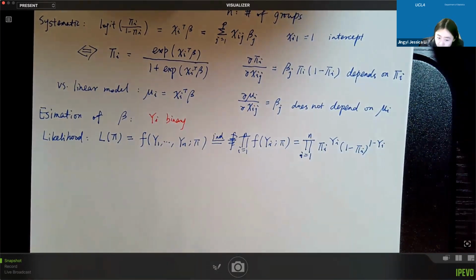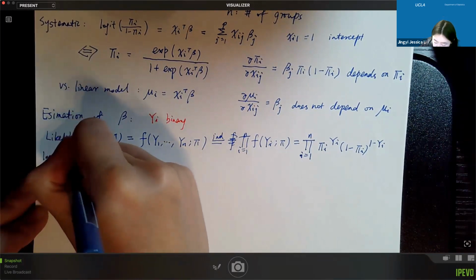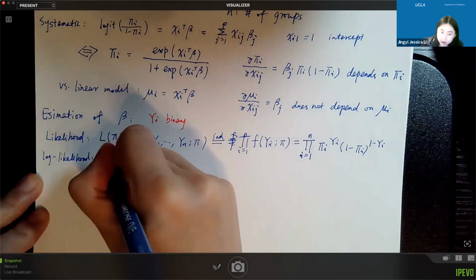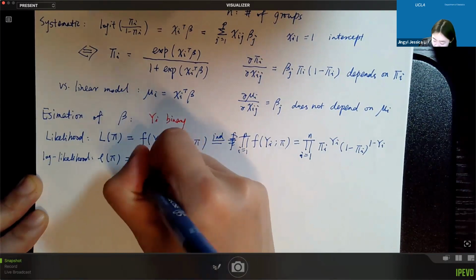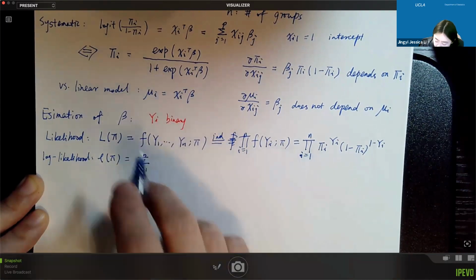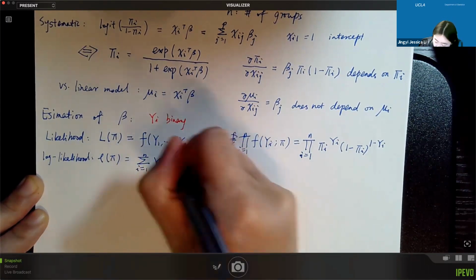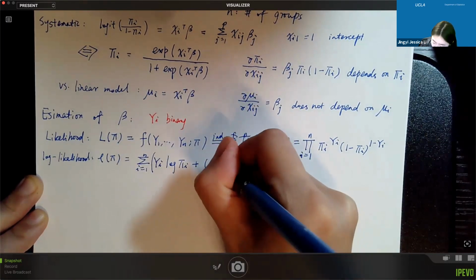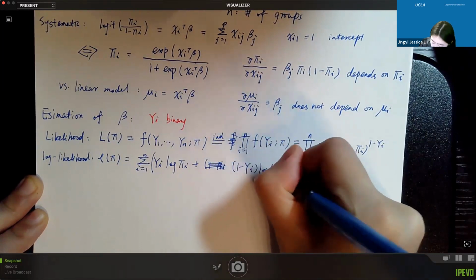Okay, so we can actually obtain the log likelihood by taking the log. That can simplify the form by moving down the exponent. So L(pi) can be written as a summation, the product becomes a summation, and the exponent yi goes down. We get yi times log pi i, plus 1 minus yi times log(1 minus pi i).